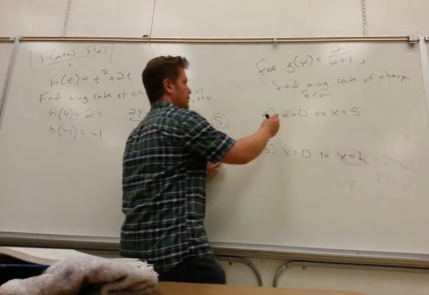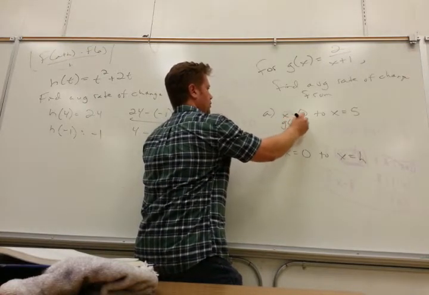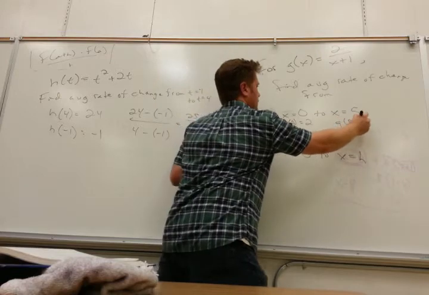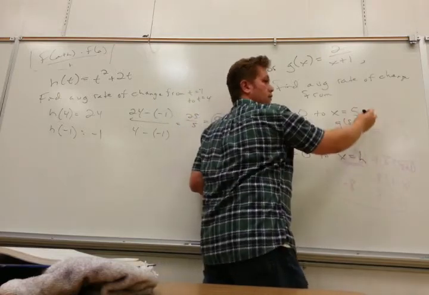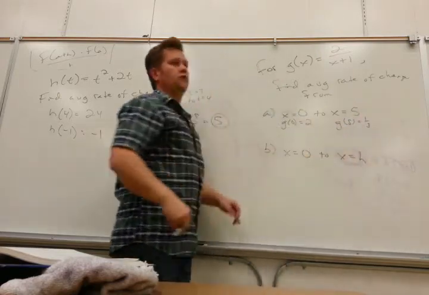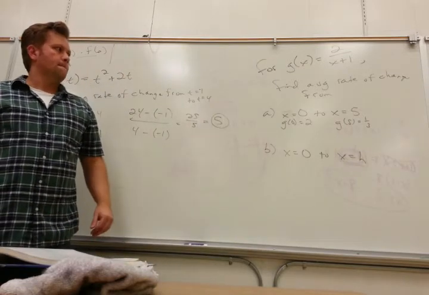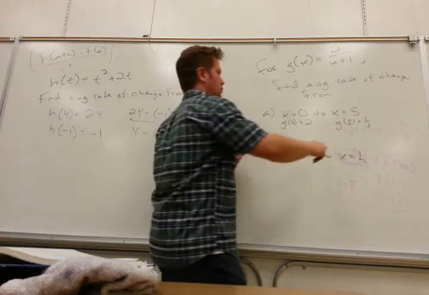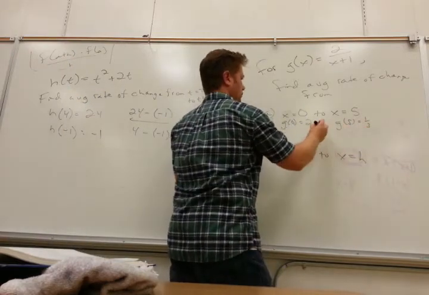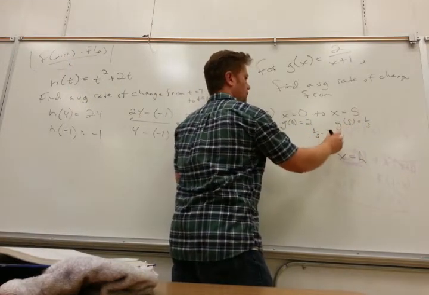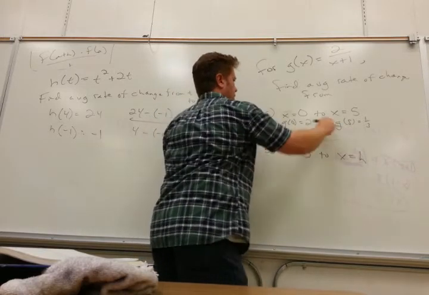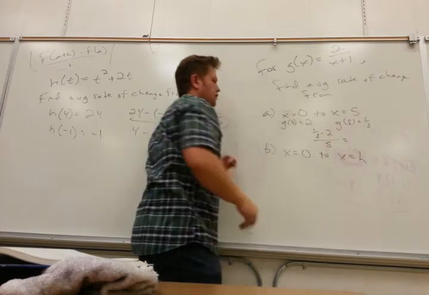Let's see the first one real quick. G of 0 is 2. G of 5 is 1/3, right? 2 over 6, 1/3. So now you just have to find the slope. So you could do 1/3 minus 2 over 5 minus 0. And then you just got to finish that out.